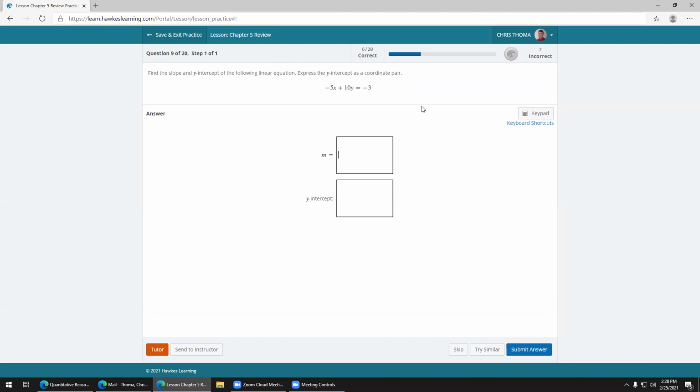This is a good one. Remember, we did one of these already, y equals mx plus b. However, this is not in the proper format. We need y equals mx plus b. So to do that, you must solve for y. So bring the 5x over, so you get 10y equals, so remember when you move things, you do the opposite. So I'm going to add 5x to both sides. So I get 5x minus 3. And then I divide everything by 10 to get y by itself.